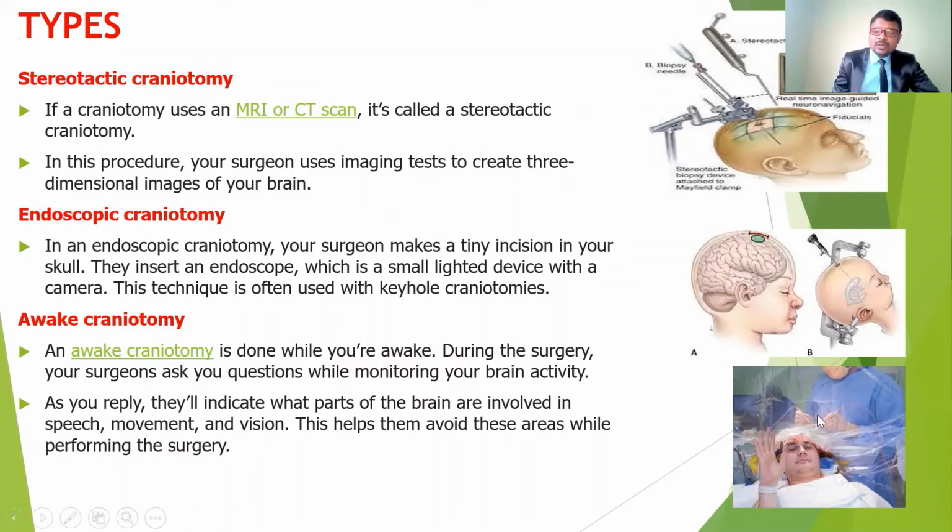According to the doctor's question, the patient has to respond. If the patient is not responding, they're going to look at where the problem is. If the patient replies, that means that part is normal. So they assess where exactly the problem is. This helps them avoid these areas while performing the surgery. If it's movement or vision, speech or auditory, they're going to identify where the problem is. So these are mainly the different types of surgical procedures in craniotomy.